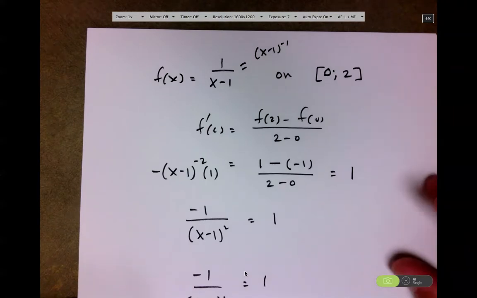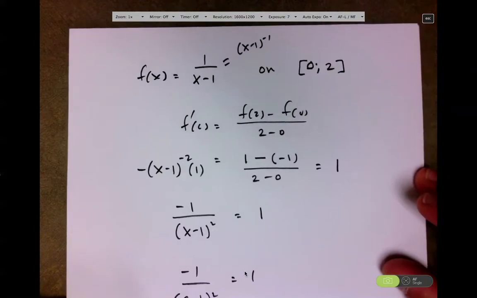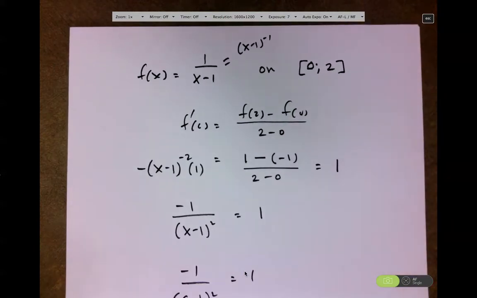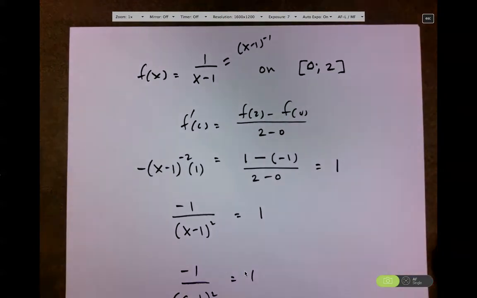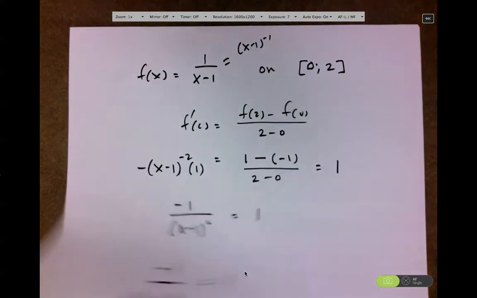It's just saying that if the hypothesis isn't met, the conclusion might not be met either. Okay, so let me go through one other type of problem using the mean value theorem. And this one might be something that would be an application in real life.